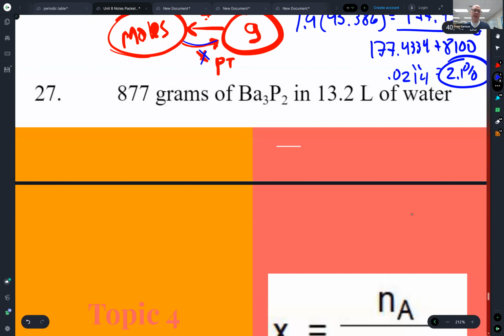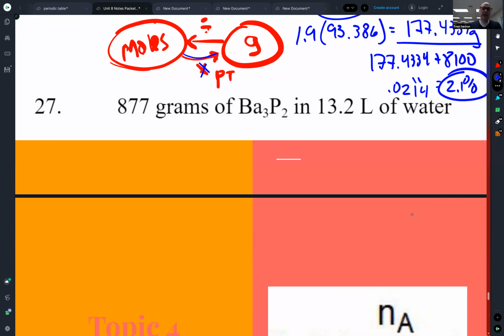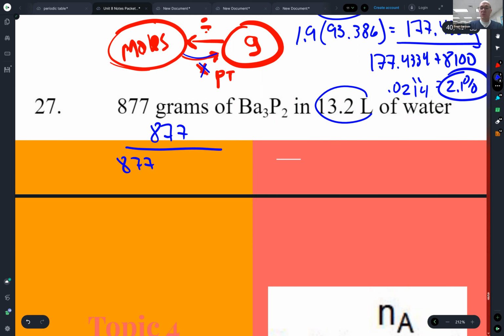Same story, only this time we don't have moles, we have just grams. So we're going to do 877. It's already given to us, divided by 877, again with the liters. At this point, I would hope that you can understand this is 13,200 grams. How did I do that? Because liters, there are 1,000 milliliters. So this would be the same as saying 13,200 milliliters. And then a milliliter is the same as a gram.